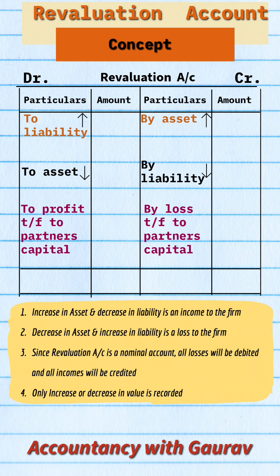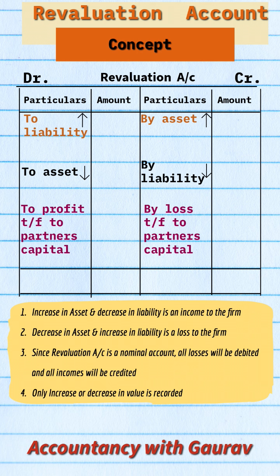Now the question comes, how are we going to show the increase or decrease in the value of the assets and liabilities on the debit or the credit side? So any increase in the value of the asset is basically a favorable situation to the firm. It is an income to the firm. Therefore, it is shown on the credit side. Any decrease in the value of the liability is also a favorable situation because it is reducing the outside obligations of the firm. Therefore, it will be shown on the credit side.